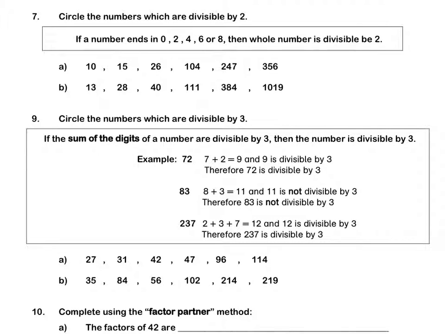Question 7. Circle the numbers which are divisible by 2. If a number ends in 0, 2, 4, 6 or 8, which are all even numbers, then the whole number is divisible by 2. Get out your pens, let's do A together. 10 ends in a 0, therefore is divisible by 2. 15 is not. 26 is. 104 is. 247 is not. And 356 is. Press pause to complete question B by yourself.